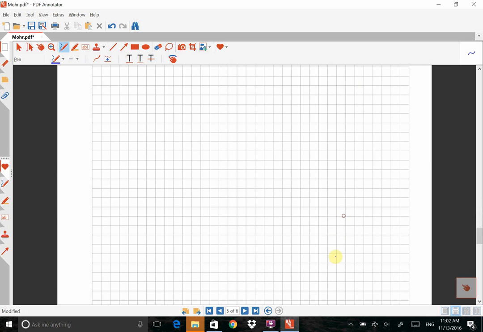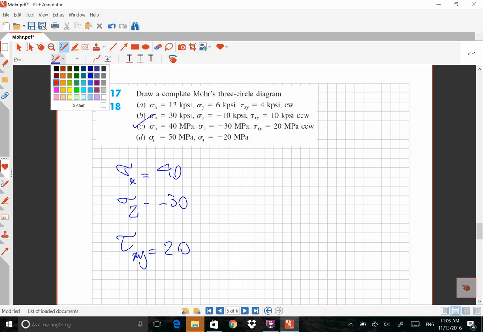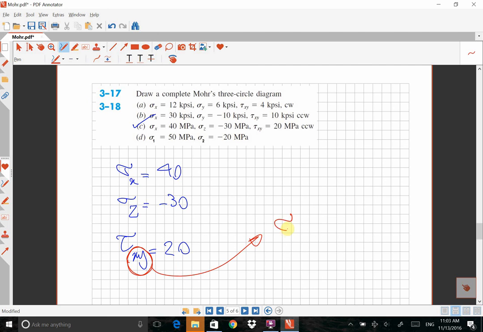Let's go to example number 3, this one. Sigma X is given to us, that's 40, sigma Y, sigma Z is given to us, that's minus 30, tau XY is given to us, that's 20. Okay. Again, in this case, I look at this index here, the subprime, and I found that the third one, sigma k, is my normal stress with a subscript that I cannot see here, so that will be z. Then I come to here, sigma z is given to us, that's minus 30.